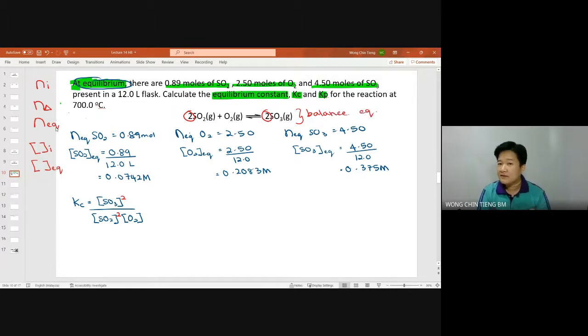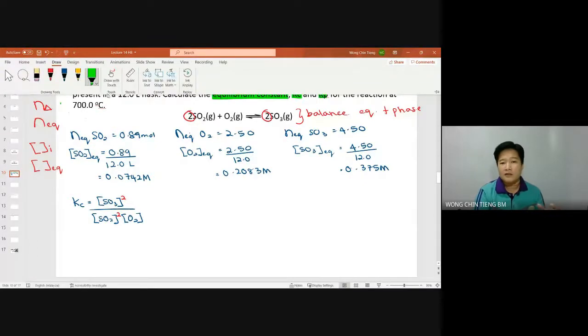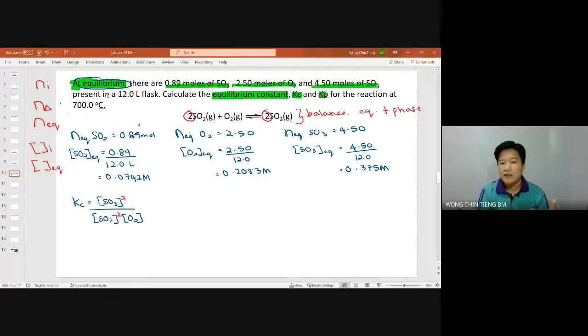And therefore, since we need the coefficient in your topic 6, one thing, balance equation. Second thing, physical phase. Kita ambil semua benda sebab semua yang Miss Wong bagi hari ini adalah gas. Kalau semua yang kita bagi adalah gas, that's why we are taking because it's a KC. Benda simple, you should know that, okay?